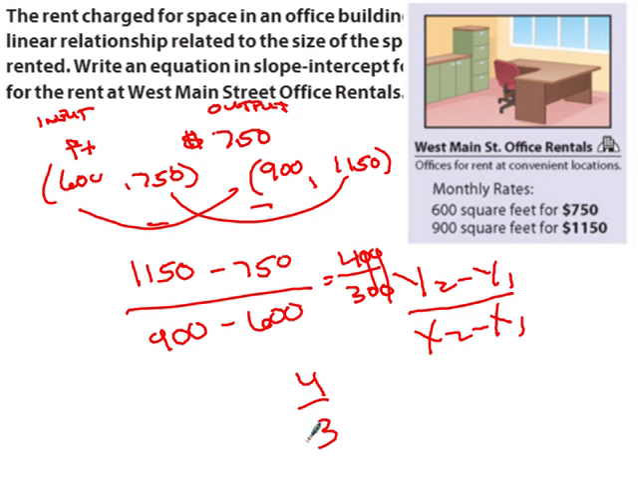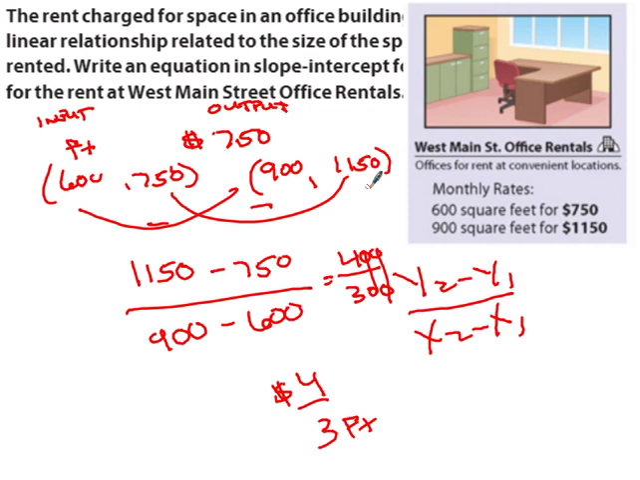Okay, so now I figured out the rate of change. I figured out the cost per square foot. Okay, it looks like they're charging $4 for every 3 square feet. Okay, $4 per 3 square feet. So there's my rate of change. Now what I need to figure out is, what is my y-intercept? This is the tricky part. What was the initial fee that they're charging us?